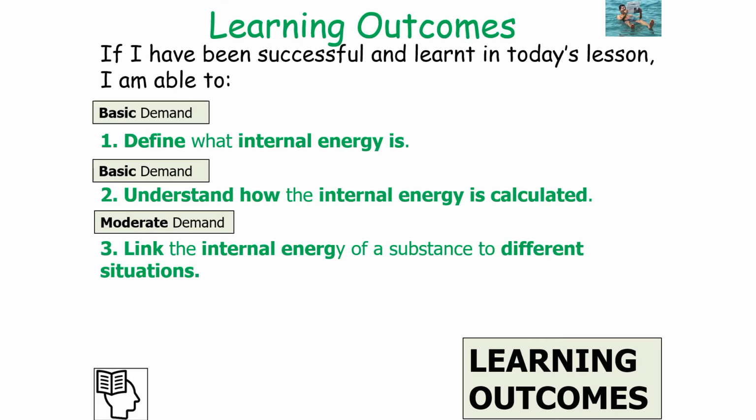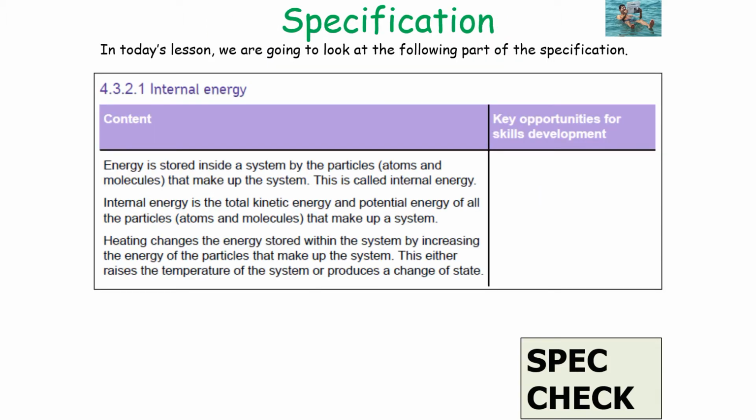Now if we're successful and we learn in today's lesson, we should be able to define what internal energy is, understand how internal energy is calculated and link the internal energy of a substance to different situations, which forms part of the GCSE physics specification 4.3.2.1 internal energy, which is found in the particle model of matter topic.